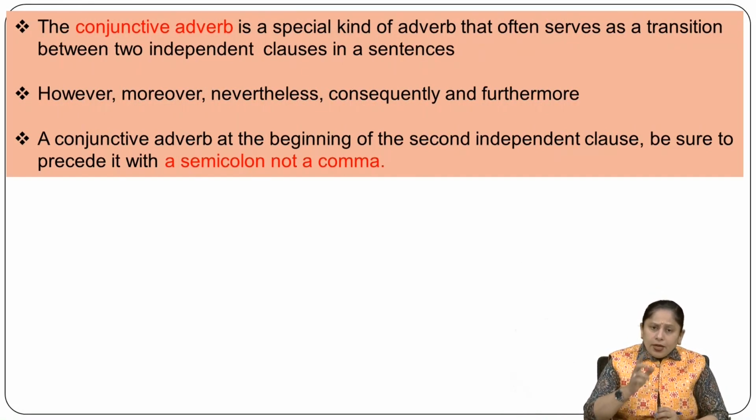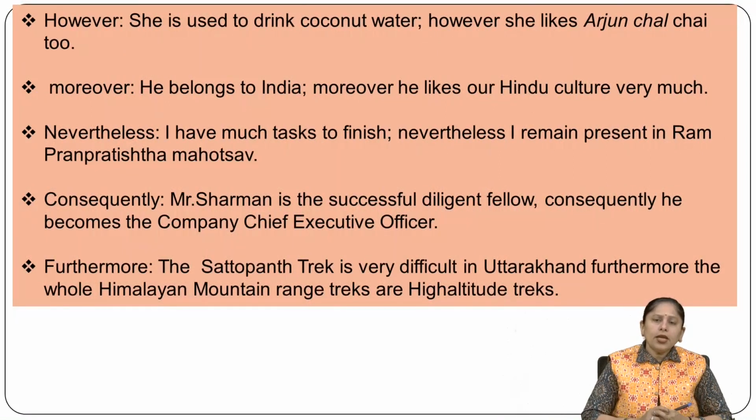And that's why let's go and understand again a conjunctive adverb. It generally takes the semicolon or a comma, and how it comes, that we have to understand. Look, there is the sentence which is written over here with the help of the modifier however. She is used to drink coconut water, however she likes Arjun Chal chai too.